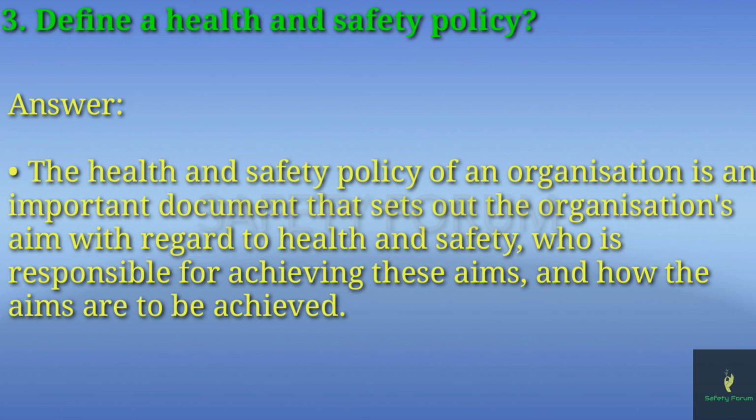Now the third question is, define a health and safety policy. So what is a health and safety policy? The health and safety policy of an organization is an important document that sets out the organization's aim with regard to health and safety, who is responsible for achieving these aims, and how the aims are to be achieved. The best way to remember this answer is to think about an organization's aim, the responsible person, and how to achieve this aim. So this completely defines a health and safety policy.